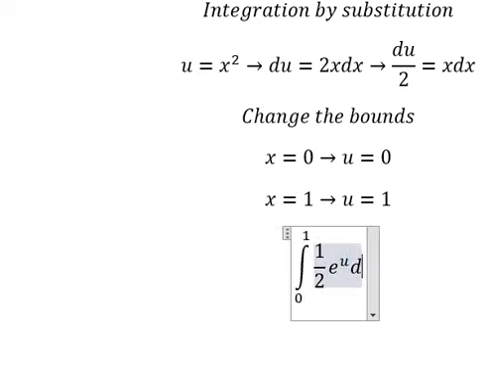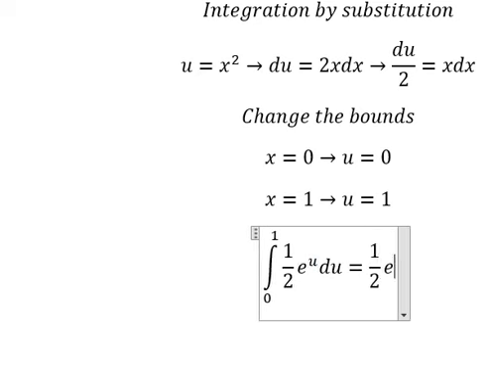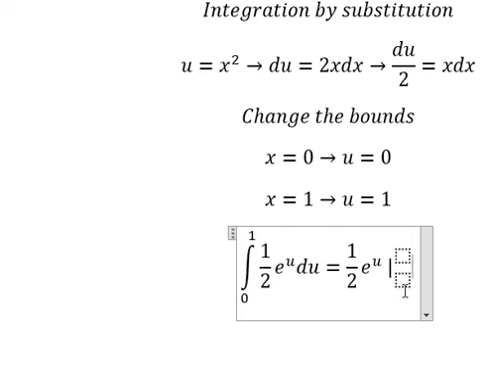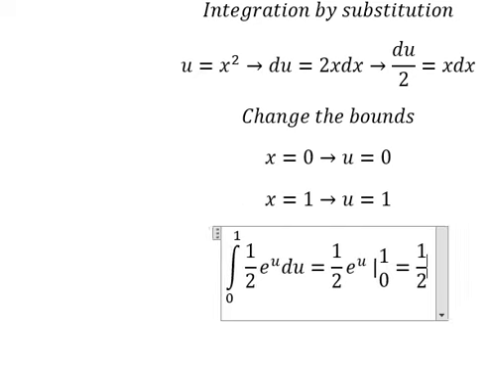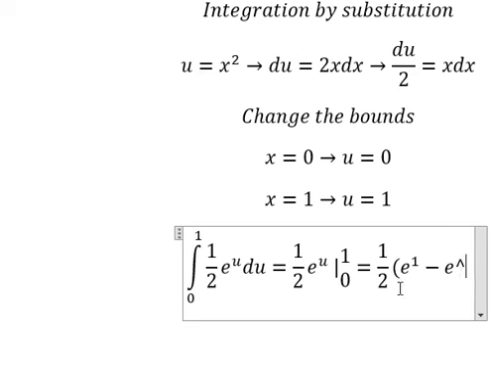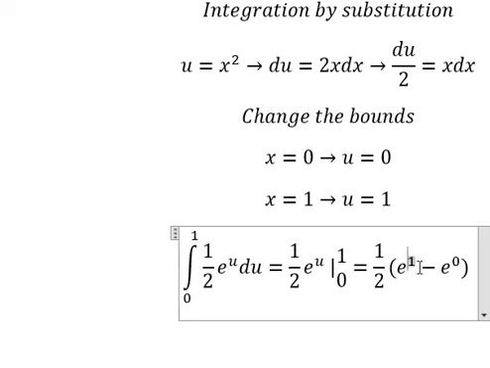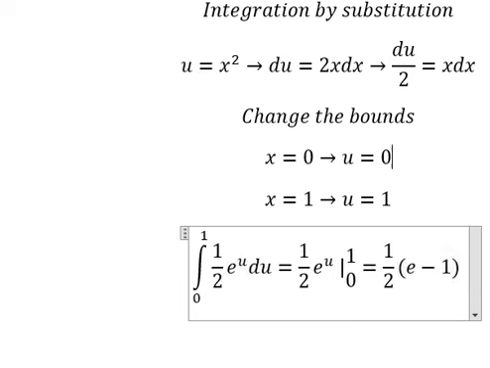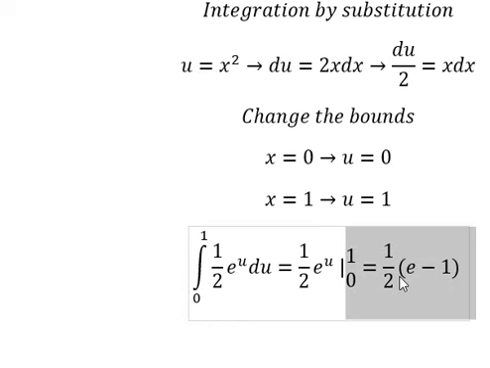And now we have the final answer. The integration of this one that is about this one. So we put the bounds in here. This one that is about e. This one that is about number 1. And here is the final answer.